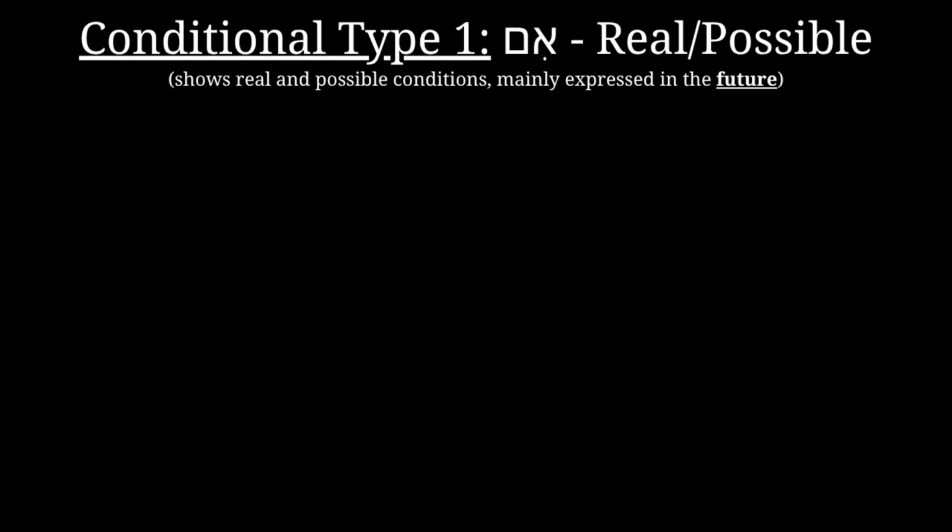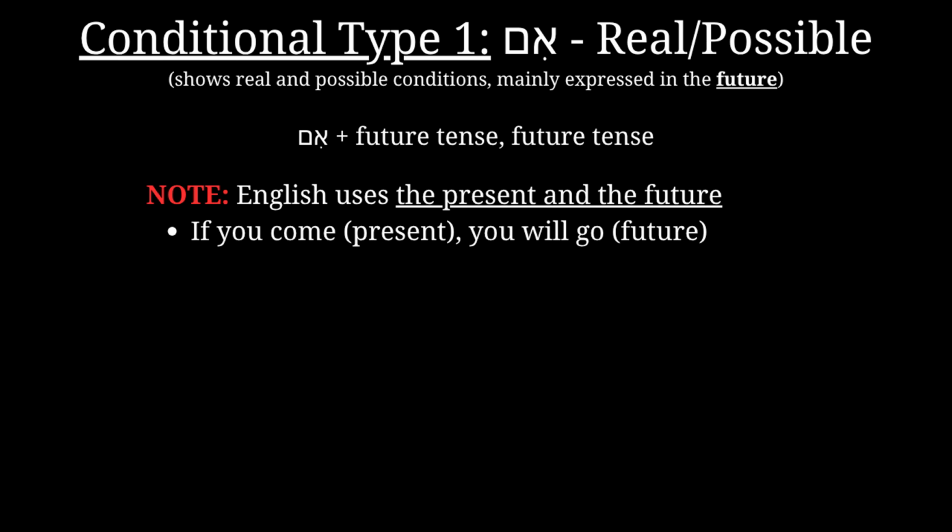Conditional type 1 shows real and possible conditions, which are mainly expressed in the future. The structure of type 1 is "im" plus a future tense, then the future tense. I already explained how to form the future tense in the previous video, and I recommend watching it before continuing with this lesson. In such a condition, it's worth noting that English uses the present and the future, like saying, if you come, you will go, with a comma. But in Hebrew, it's the future with the future.